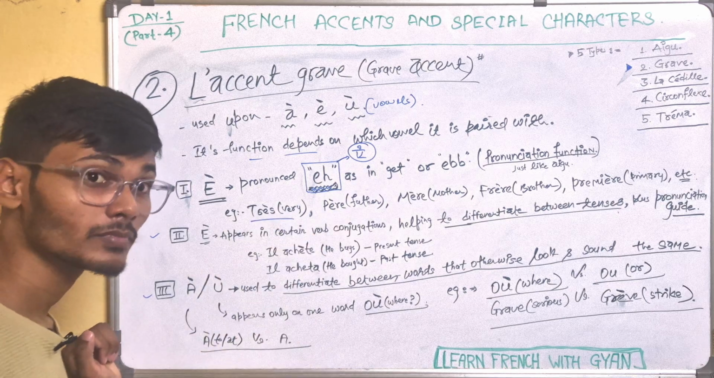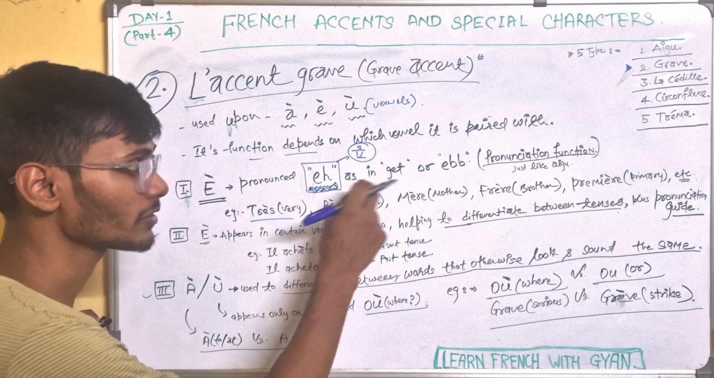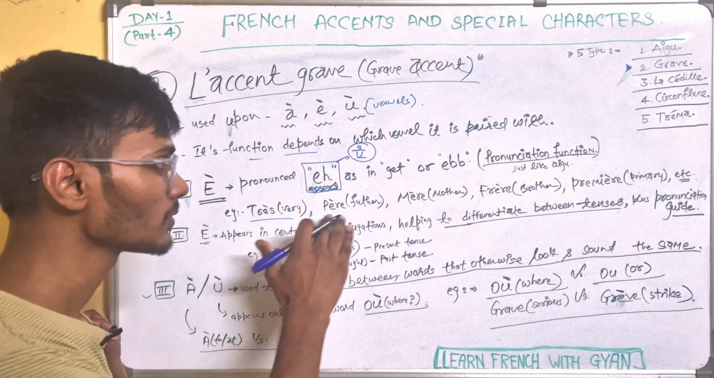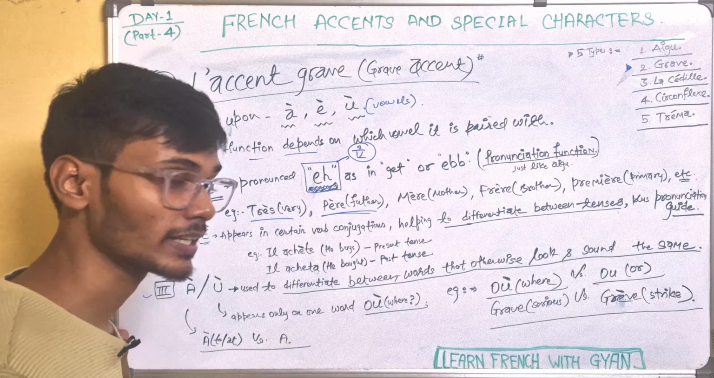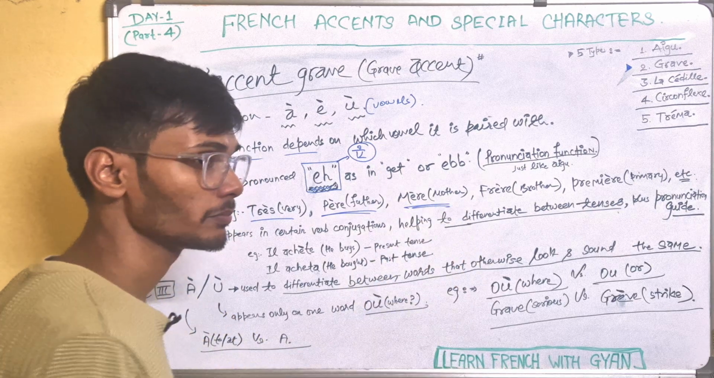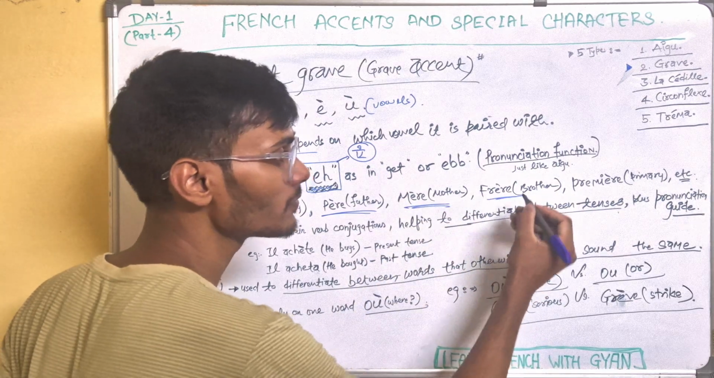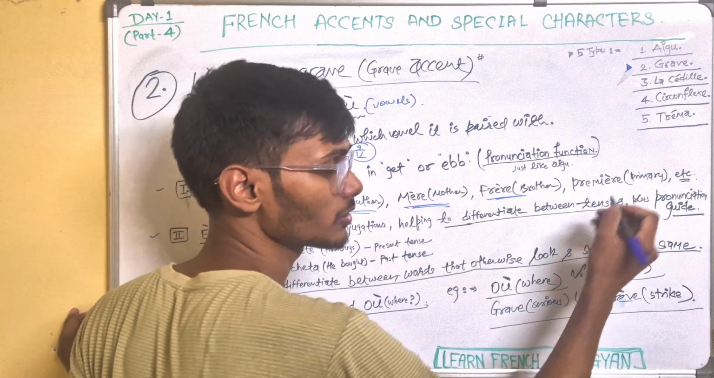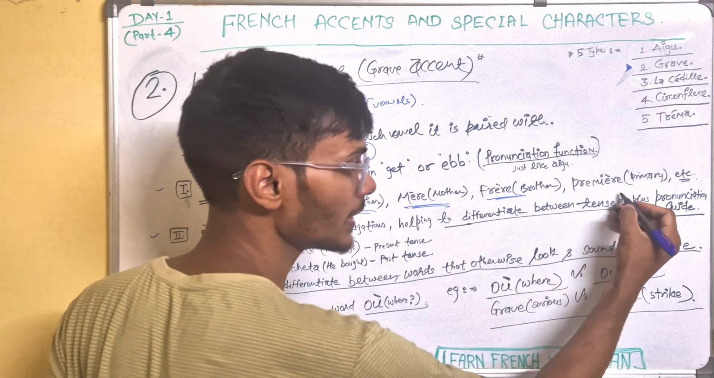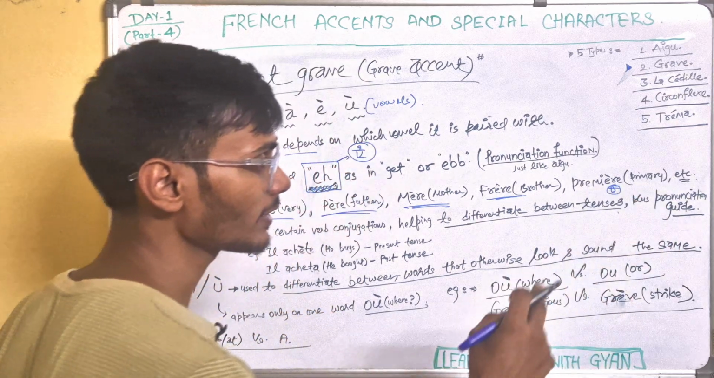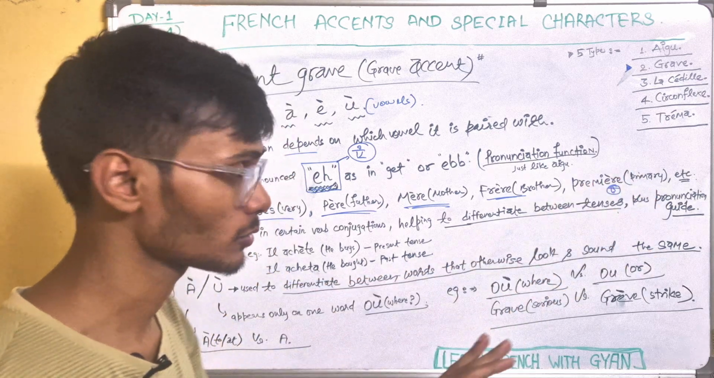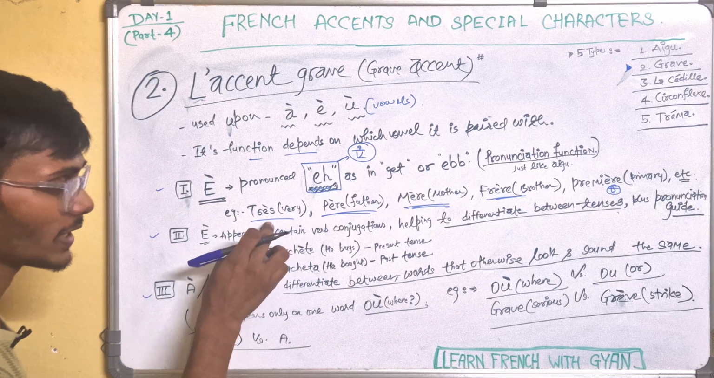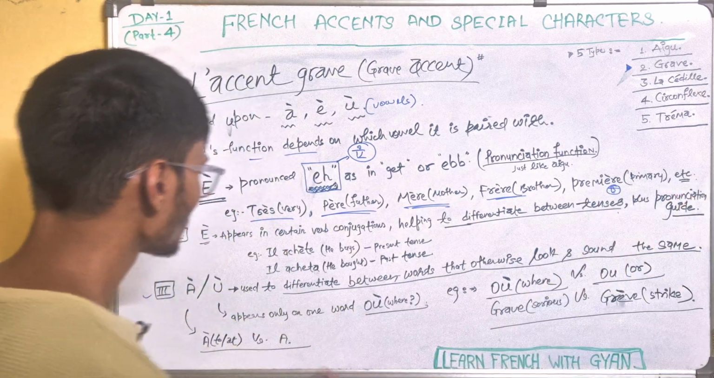This is très. You can find this sound of e in get, in if. Très means very. Père means father. Mère means mother. Frère means brother. Première, like 'air', right? You can find this sound in 'air' also. Frère, première, mère, père, très, etc. So these are the examples.